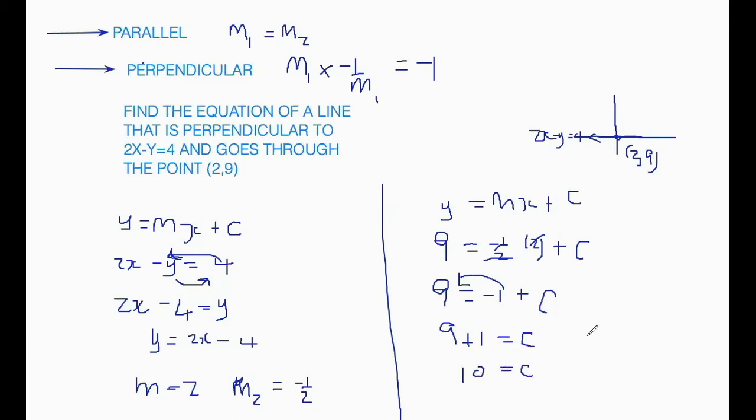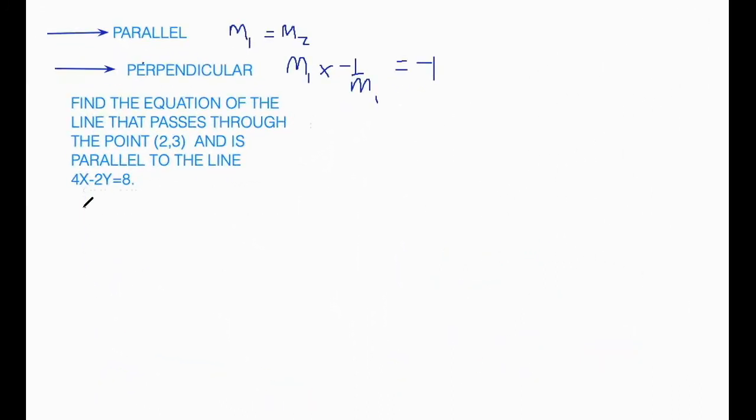Now once you have the intercept, you have to write it. So the gradient is -1/2, so you have the x, and the constant is 10. So the equation of the line is y equals -1/2 x plus 10.